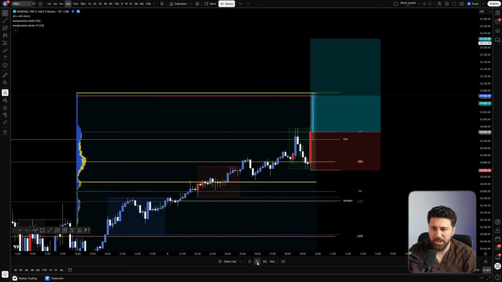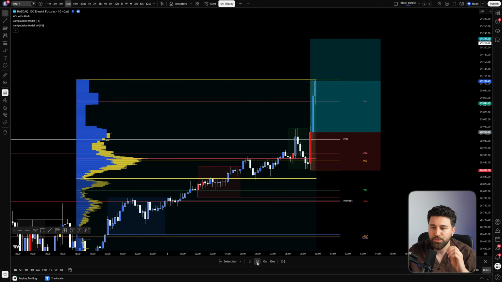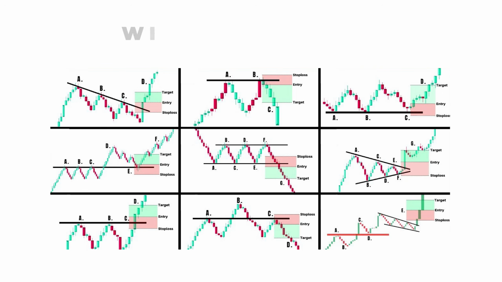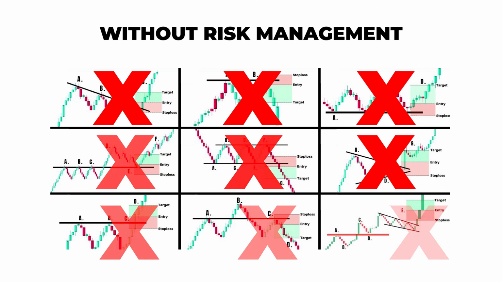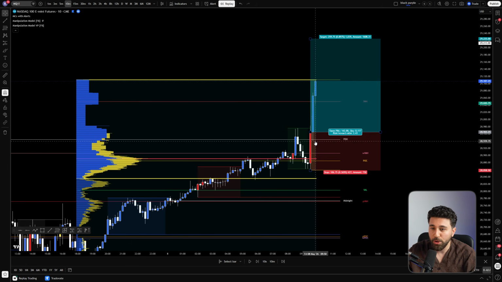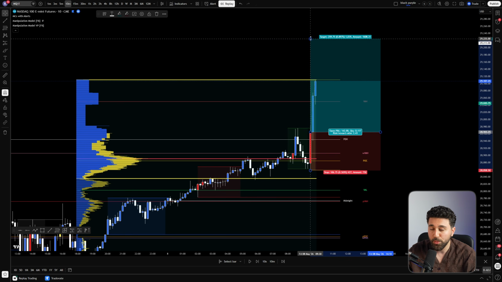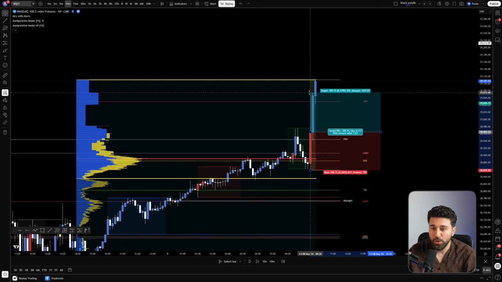This is a perfect breakout scenario, but this is also where most traders do it completely wrong. You can have the best entry but still lose. Without risk management, no strategy is going to work. So first of all, we enter right when this manipulation candle closes, and then we put our stop loss one tick below the manipulation candle. What we do first is we aim for the 1-to-1.